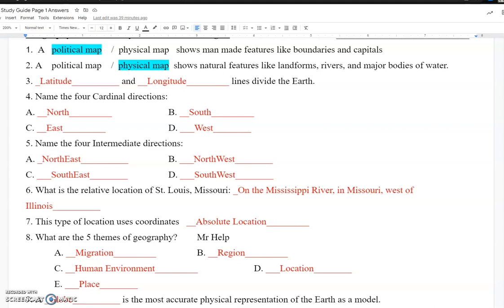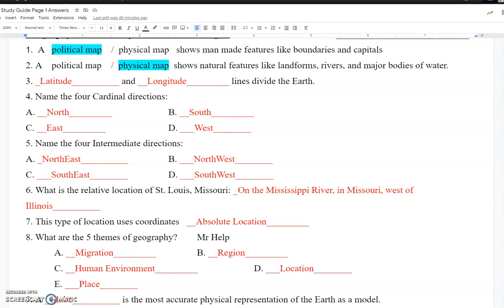Number one is asking what kind of map, a political or a physical map, would show man-made features like boundaries or capitals. Well, that's going to be a political map. Things like boundaries are not something that you're going to be able to see in nature. You can't walk out to the Canadian-US border and see a line painted on the ground. So that would be a political map, which means that for number two, looking for natural features like landforms, things like mountains or rivers, deserts, stuff like that, that would be a physical map.